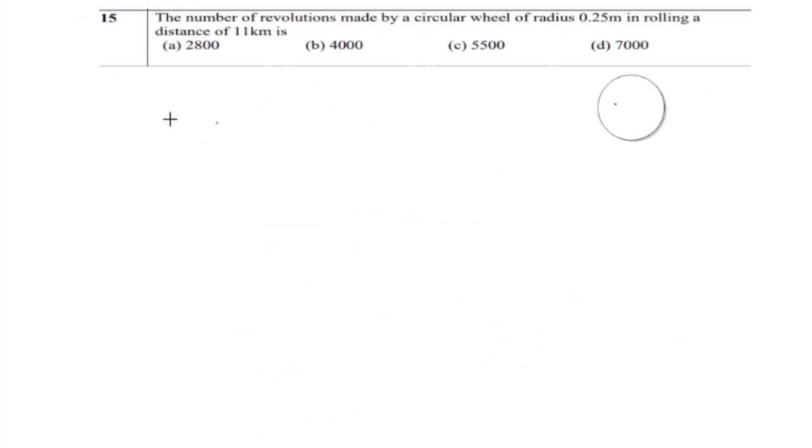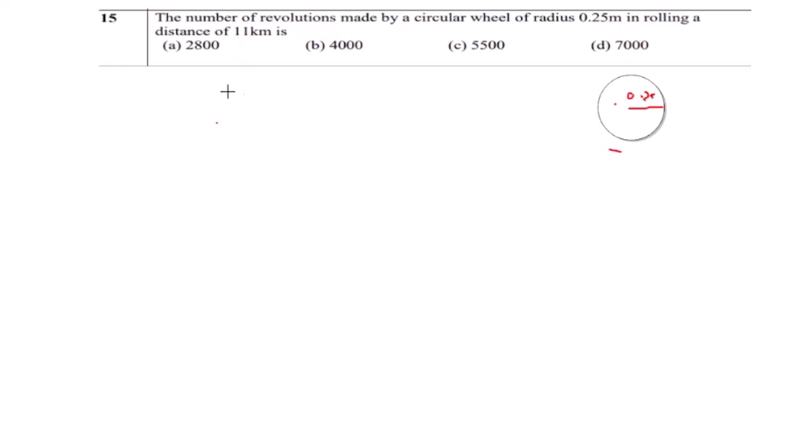Now the 15th question is: the number of revolutions made by a circular wheel of radius 0.25 meter in rolling a distance of 11 kilometer is. We are given 4 options and one circular wheel given, and the radius. This radius, that means from here to here, is 0.25 meters. And the distance is 11 kilometer given, and the radius is 0.25 meters.